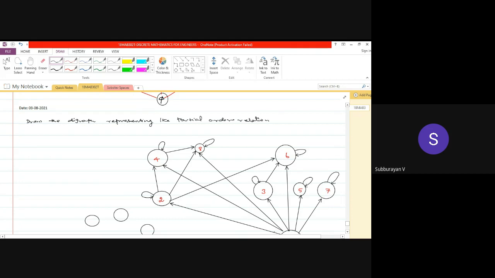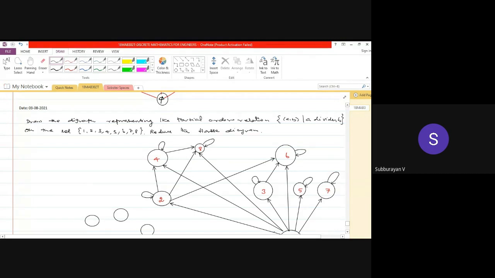Partial order relation, that is the collection of all (a, b) such that a divides b. This is the relation on the set {1, 2, 3, 4, 5, 6, 7, 8}. Therefore there are 8 nodes, and we reduce it to the Hasse diagram from the given relation.